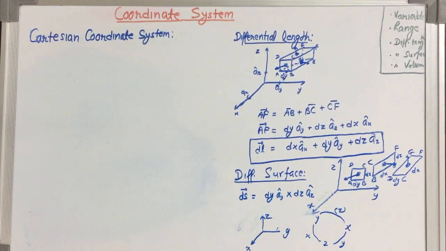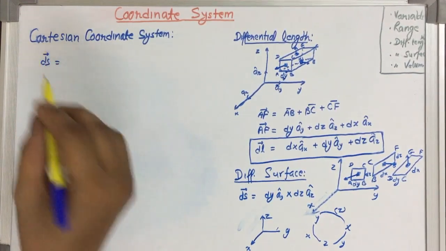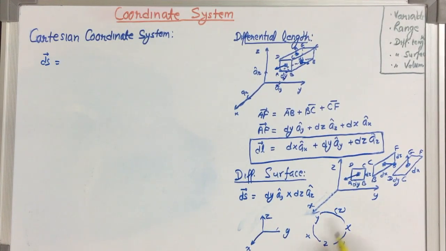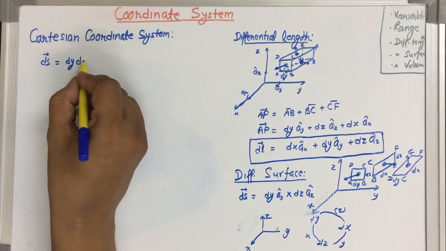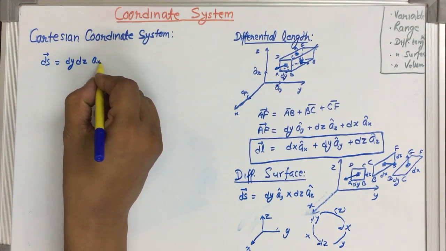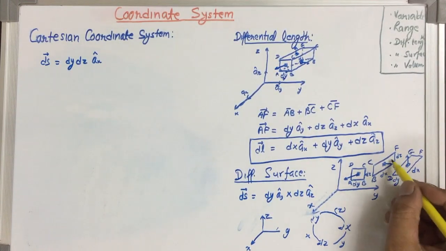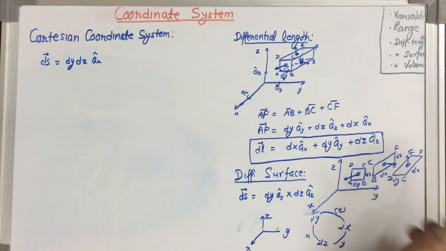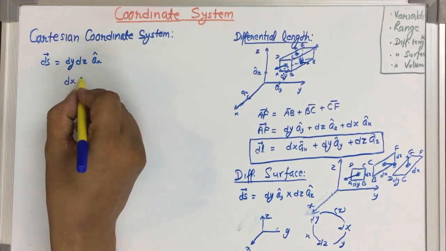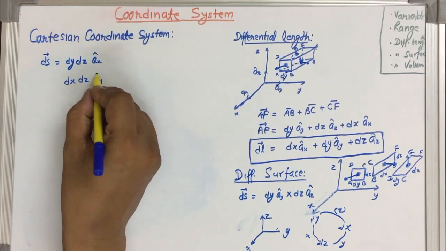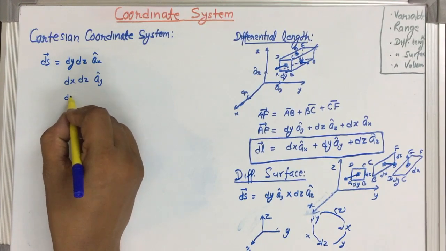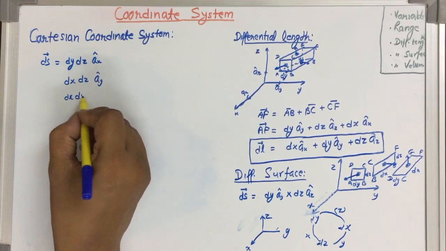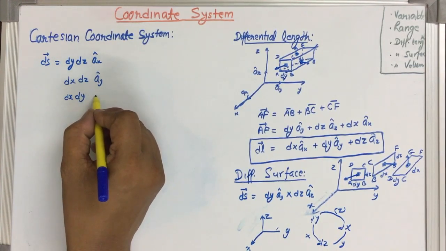Okay, so the ds will be dy and dz, considering it small, and the output will be in the direction of x. So dy dz is the area, and the resultant vector will be in the direction of x. Similarly, the area vector for this can be written as dx and dy in the direction of z, dx dz in the direction of y, and the third area vector will be dx dy, or you can say dy dx in the direction of az.